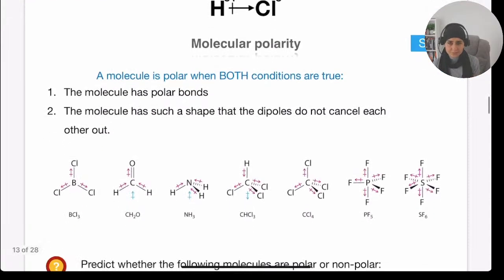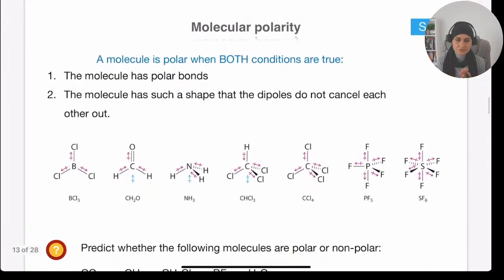Now, the bond is polar if there is an electronegativity difference. Now let's think, when would the molecule be polar? The molecule is polar when both of these conditions are true. First, the molecule has polar bonds, and second, the molecule has such a shape that the dipoles do not cancel each other out.